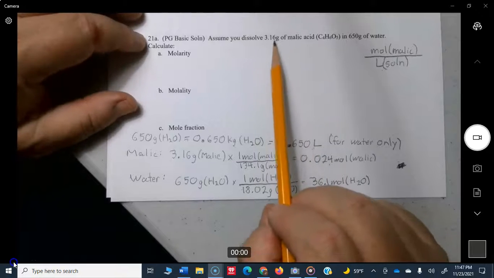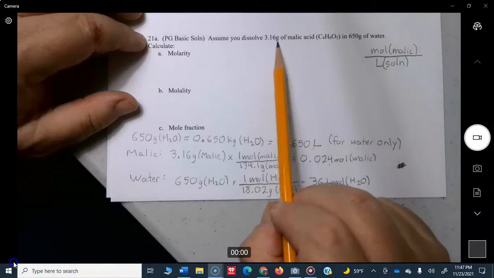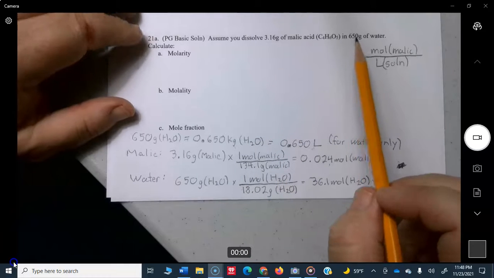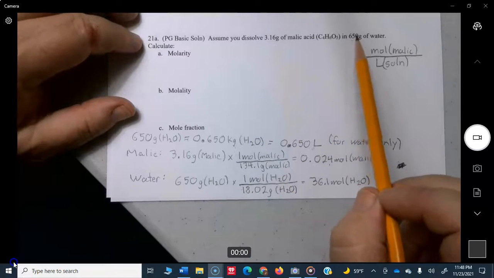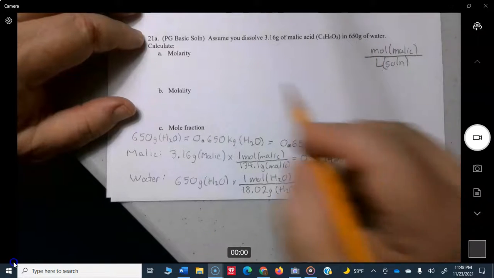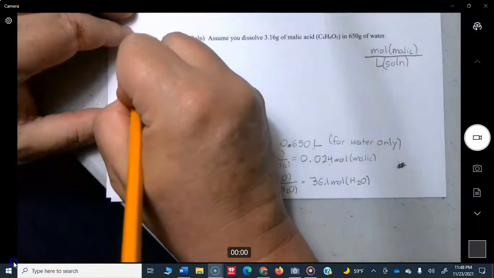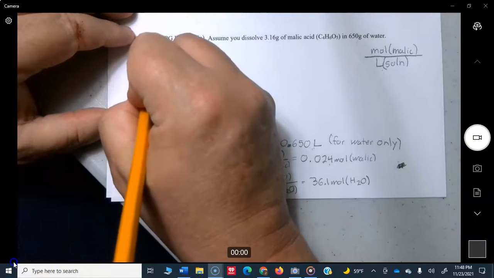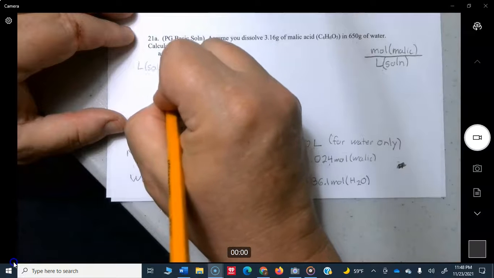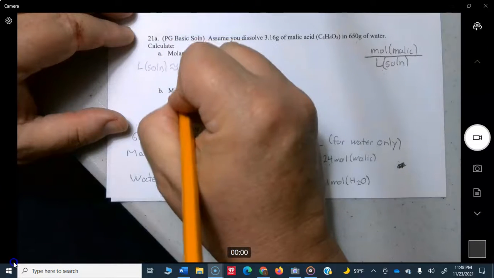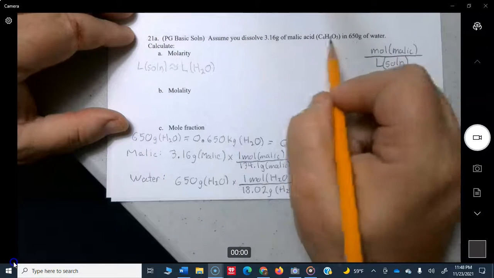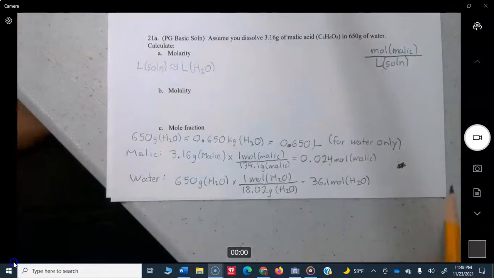And the approximation is that if the amount of solute, malic acid, is very small compared to the amount of solvent, water, then you can say that the liters of water is approximately equal to the liters of solution. So we can come down and say that liters of solution, which is what we really need for this formula, is approximately equal, squiggly equal sign, liters of H2O. And this number is less than 1% of this number, so we're going to go ahead and make that approximation.